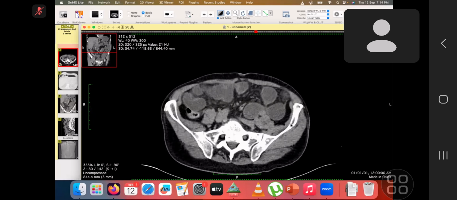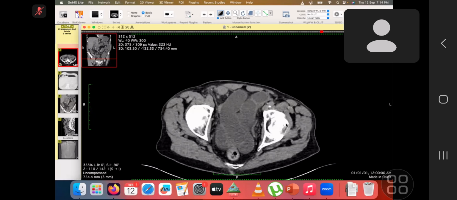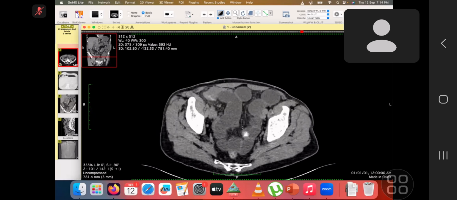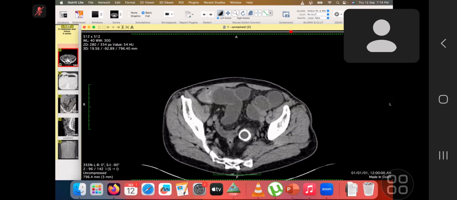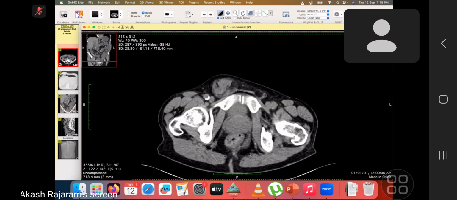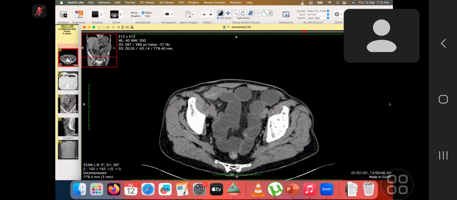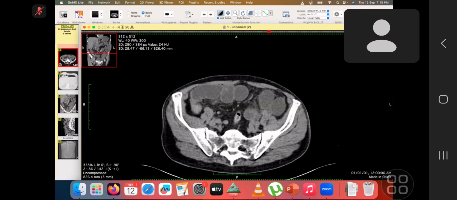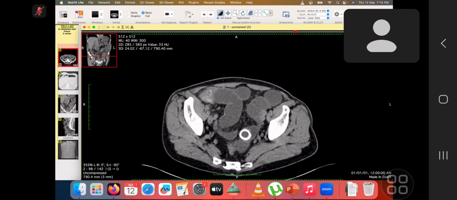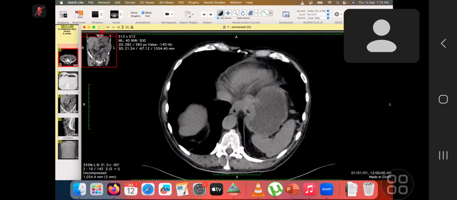Coming lower down, I could appreciate that there is a rounded calcified structure in the pelvis, and that is within the small bowel loops. Yes, it is separate from the large bowel. And I could see lower down the hernia on the right side.